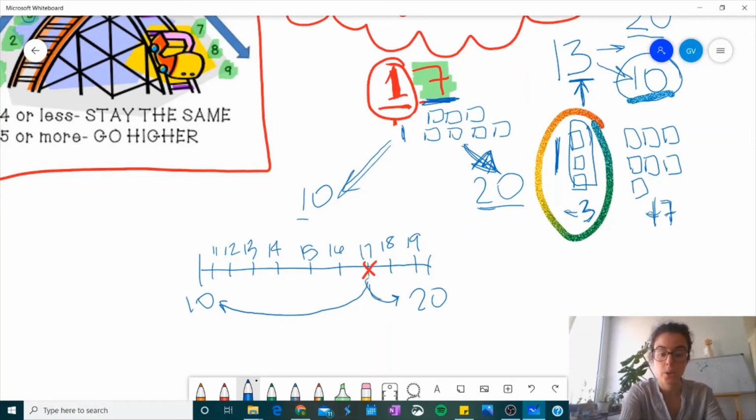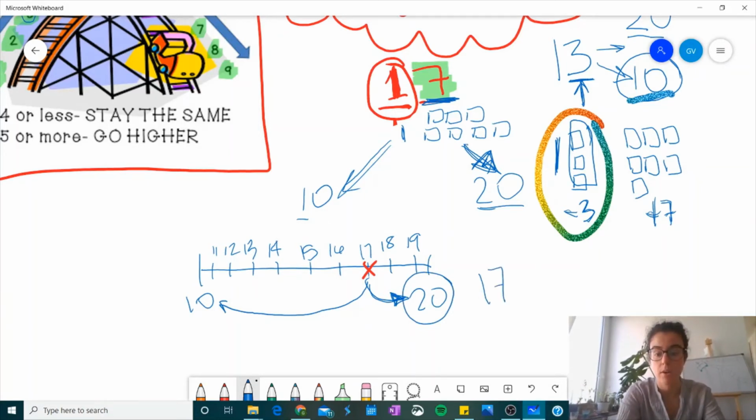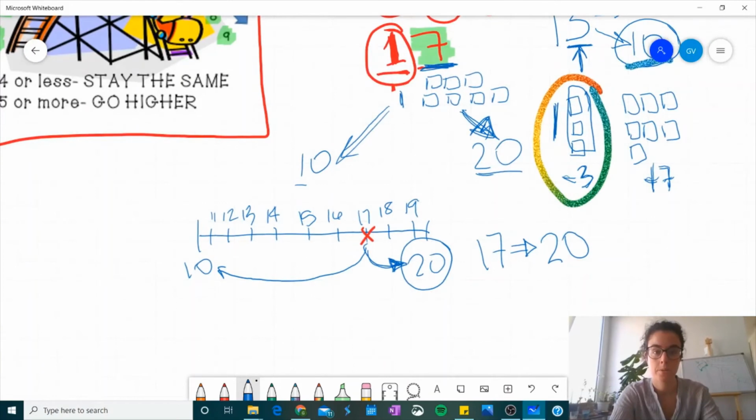That's right, it's closer. Look how short this arrow is. It's closer to 20. So if Miss Gia says, I want you to round 17 to the nearest 10, the nearest 10 is 20. Okay, so we would say that 17 rounded to the nearest 10 is 20.